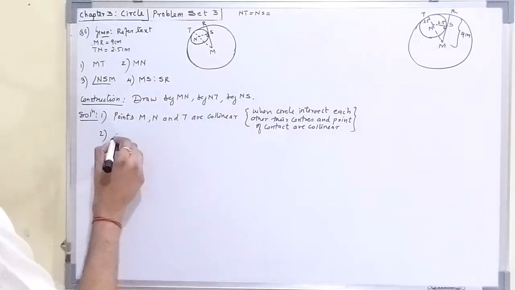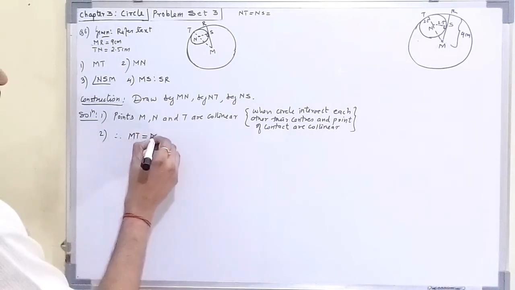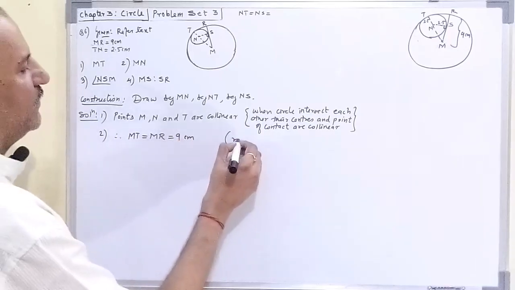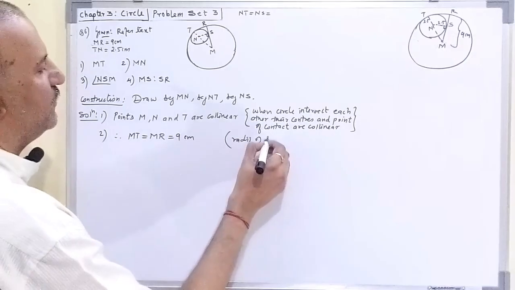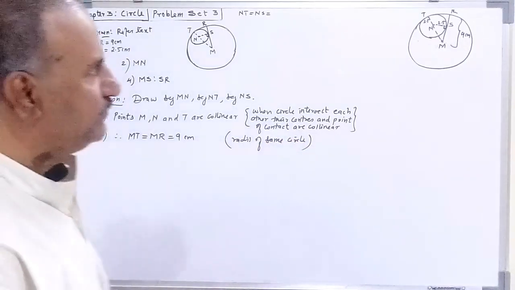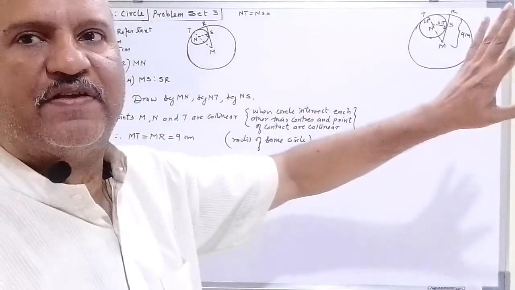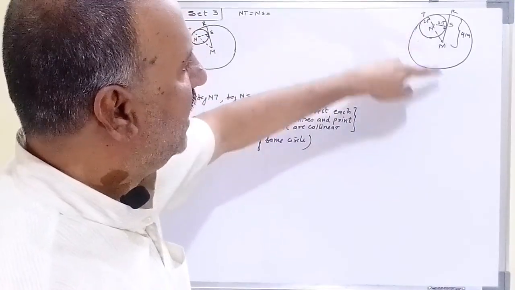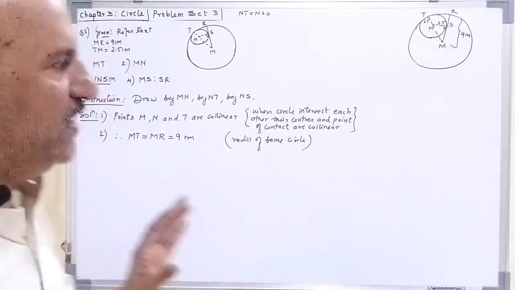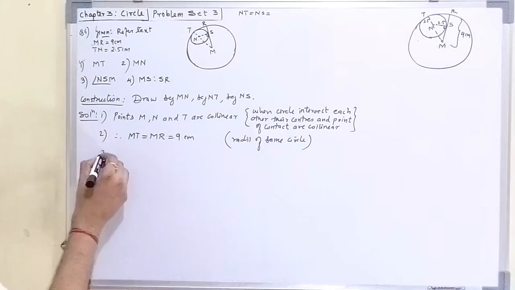So here, therefore MT equal to MR equal to 9 centimeters, radii of the same circle. ध्यान से देखो, ये MT और ये MR रेडियस ऑफ द सेम सर्कल, क्योंकि M, N and T are on the same straight line. तो TM and RM are radii of the same circle. 9 सेंटीमीटर हो गया. तो फर्स्ट पार्ट प्रूव हो गया.